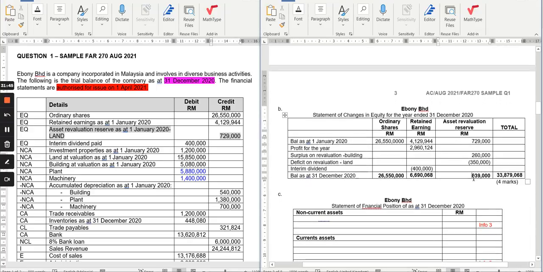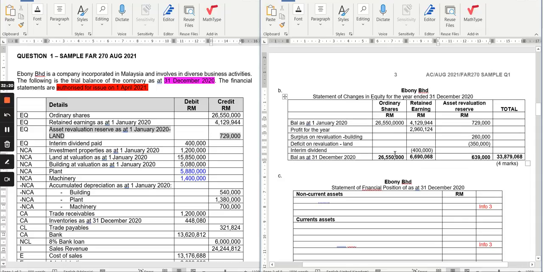So therefore the total reserve would be 639 for the asset revaluation reserve, and there is no change to the ordinary shares, in case there is a rights issue, bonus issue, or any other things like a share buyback. Make sure you take into consideration the profit for the year. There was an interim dividend here, no proposed final dividend. If there is, just include that, and be sure that you do not include the redeemable preference dividend here, because those are finance costs.